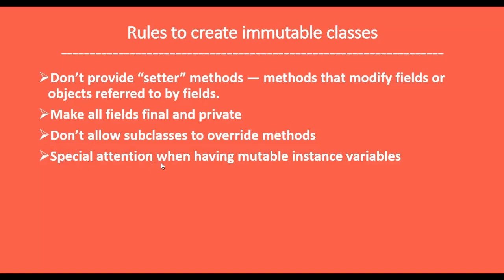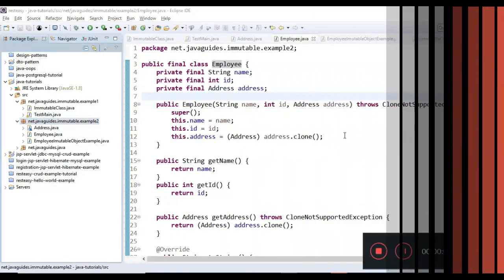Special attention is needed when having mutable instance variables. This is the important rule. Always remember that your instance variables will be either mutable or immutable. Identify them and return new instances with copied content for all mutable objects. Immutable variables can be returned safely without extra effort, but in the case of mutable objects, we need to take extra care. I will show you with an example.